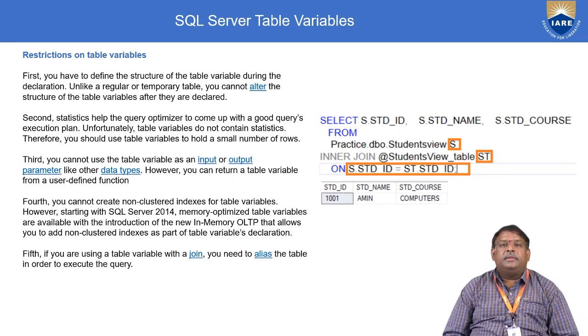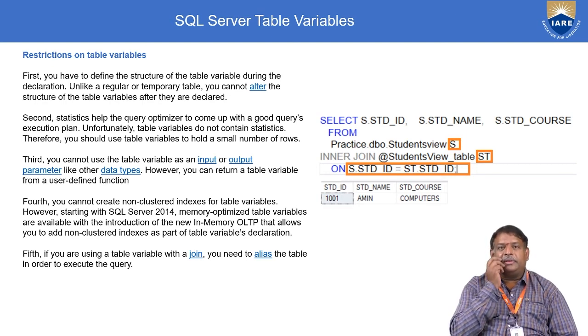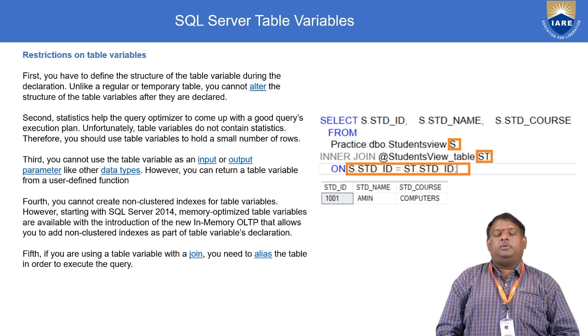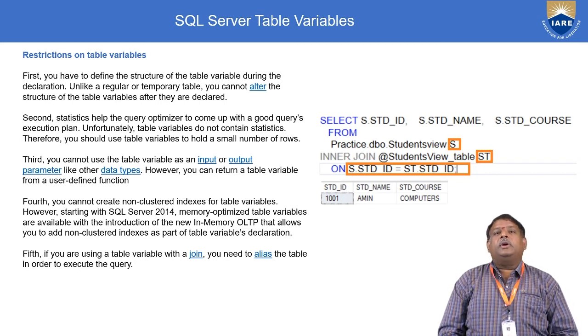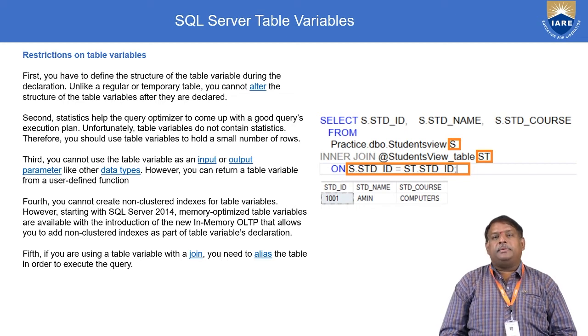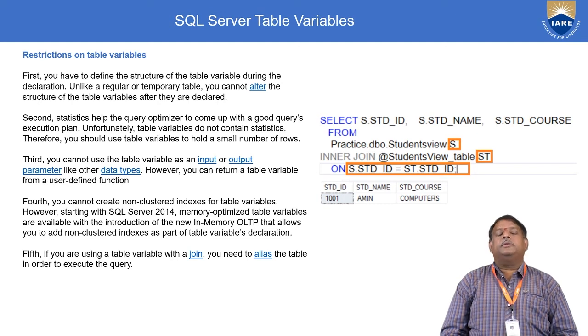Secondly, statistics help the query optimizer come up with a good query execution plan. Unfortunately, table variables do not contain statistics. Therefore, you should use table variables to hold a small number of rows. Third, you cannot use a table variable as an input or output parameter like other data types. However, you can return a table variable from a user-defined function.